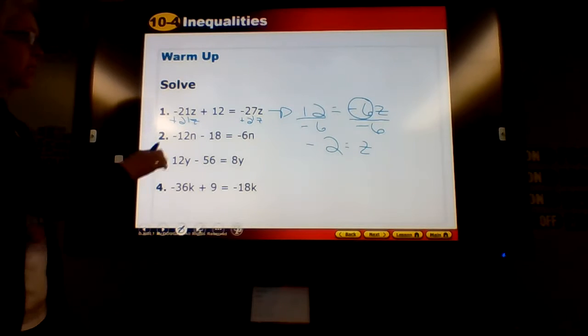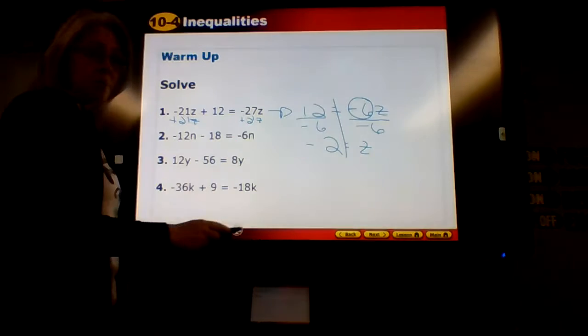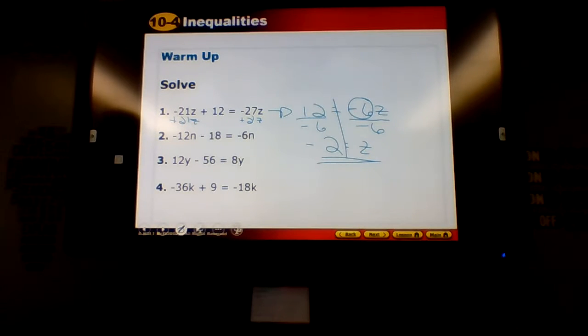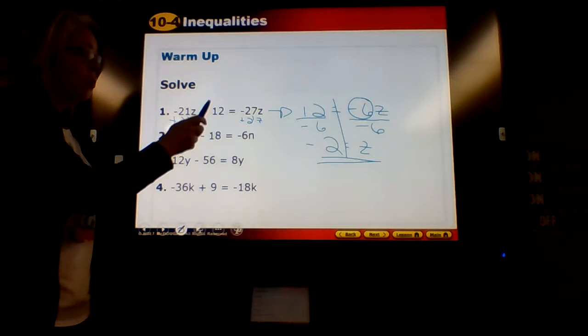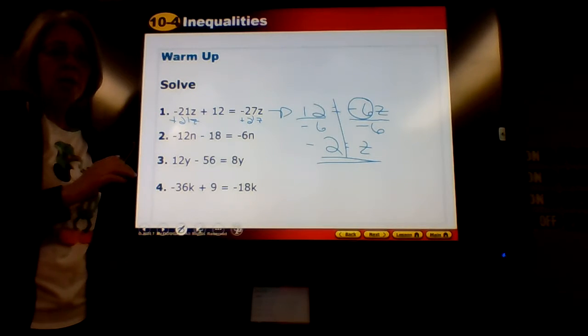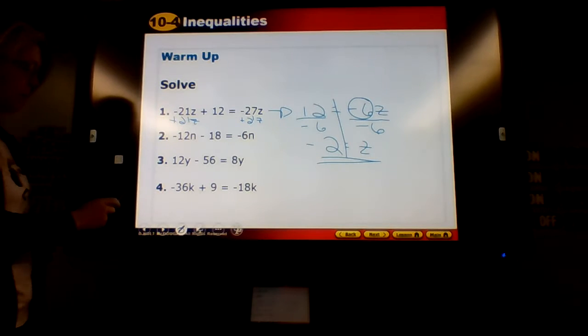Remember, when you're working these, I didn't have enough room to work all the way down. When you're working these, keep your equal signs on top of each other and show your work so that you make sure you can go through these correctly. So that's your first one worked out. Go ahead and pause the video and work on your second, third, and fourth one.